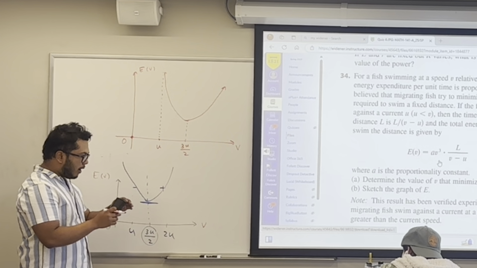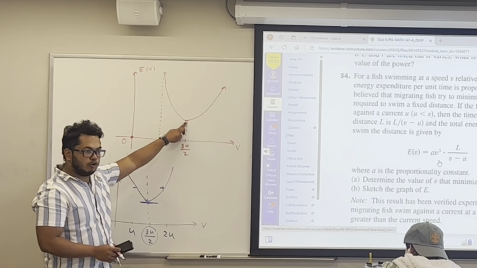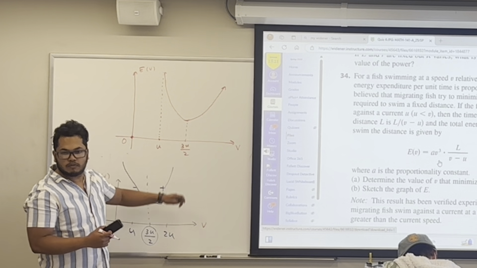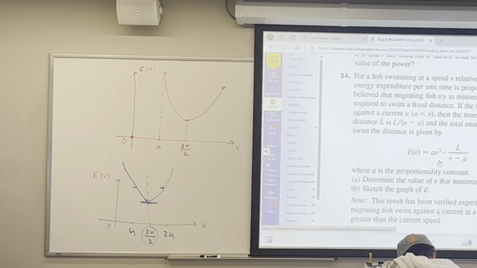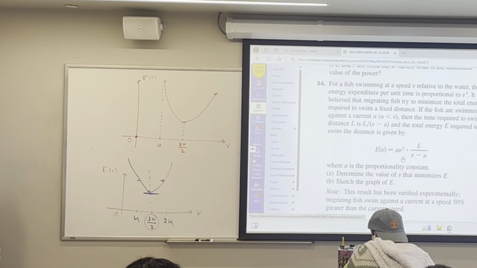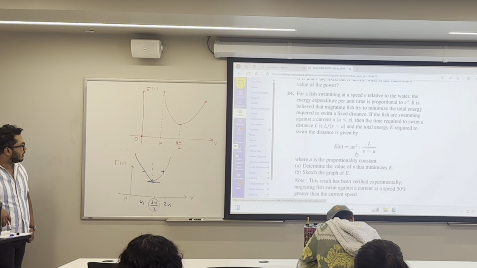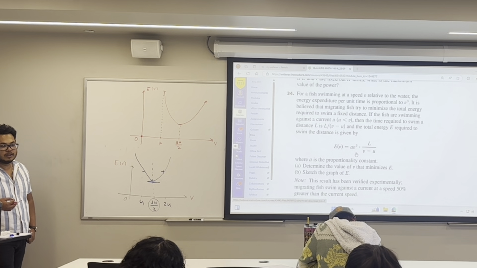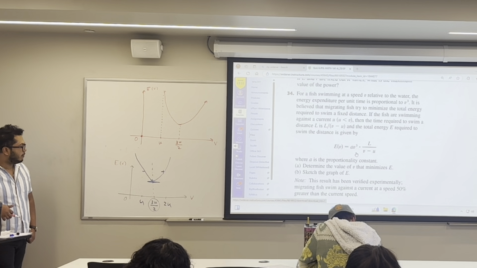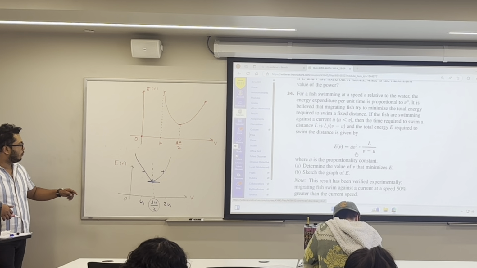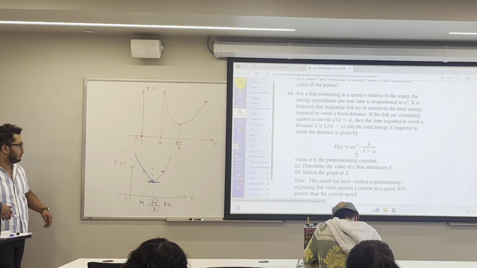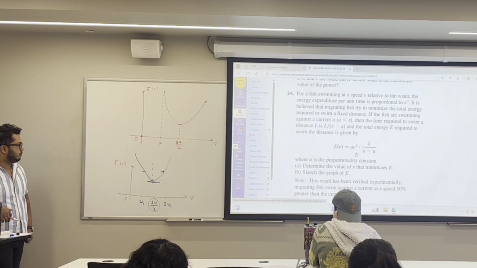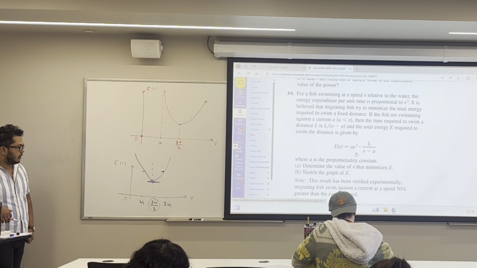The fish is smart enough to choose this velocity. So that's the beauty of biology, the beauty of nature. Fish doesn't need to do calculus, but see how beautiful that they figure out the optimum speed to swim a certain distance.